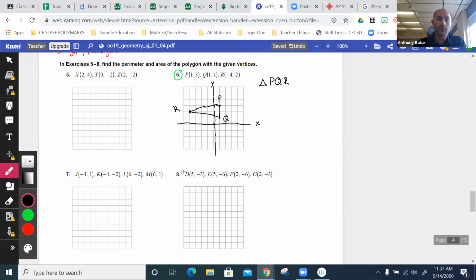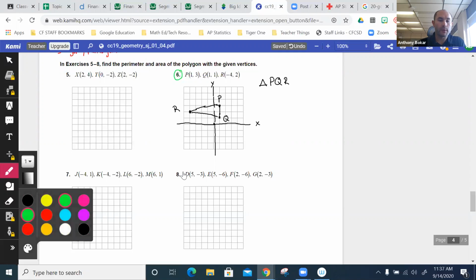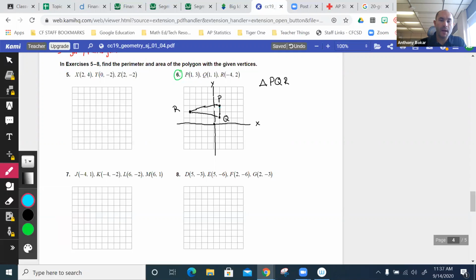It's not a right triangle or anything, but let's try to find the area and the perimeter, right? Okay, so let's start with perimeter. What are some things you notice about this triangle? First of all, if we're looking for perimeter, we see that this side PQ is 2 units. That's pretty easy to count, but the other 2 sides don't seem to be countable, right? We can't just count the blocks. So we have to use something like the Pythagorean theorem or the distance formula. I personally like the Pythagorean theorem. Some of you like the distance formula, so use the distance formula.